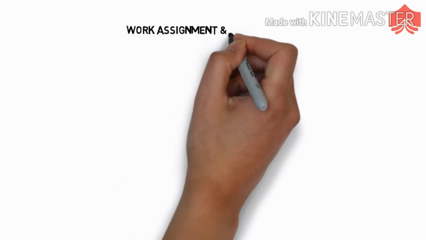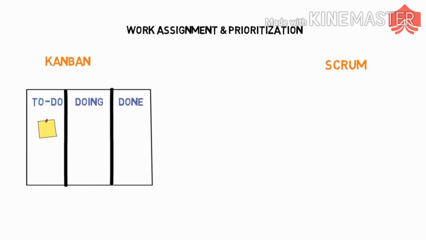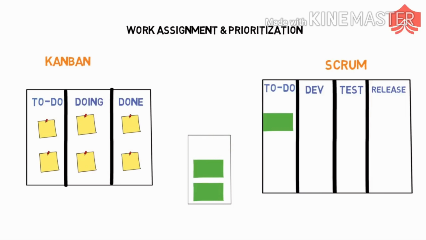Work assignment and prioritization. Both Kanban and Scrum use the pull technique to allocate new tasks, but the same technique is used in two totally different ways in each. In the case of Kanban, it allows the team to pull new tasks only once the previous task is completed. New tasks are pulled as soon as there is room for a new task. Whereas in Scrum, tasks are pulled in batches. Pulling of a new batch of tasks happens only when the Scrum team has completed working on the current batch.